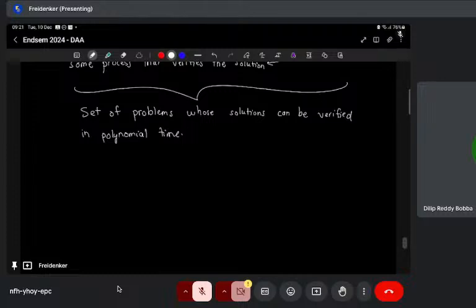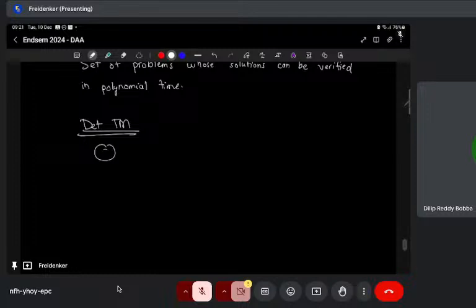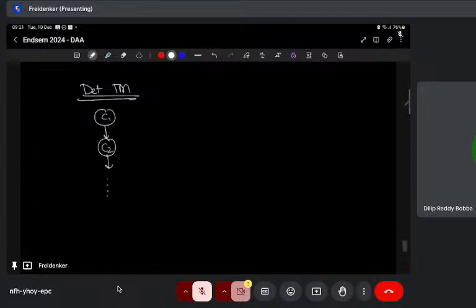For a deterministic Turing machine, how is the computation going to look? We've seen this yesterday as well. You start with the first configuration, then you move on to the second configuration, and so on. Finally, you reach the kth configuration, where you reach either the accept state or the reject state. So the machine halts, and there will be no more computation.